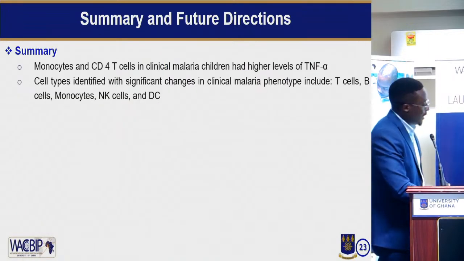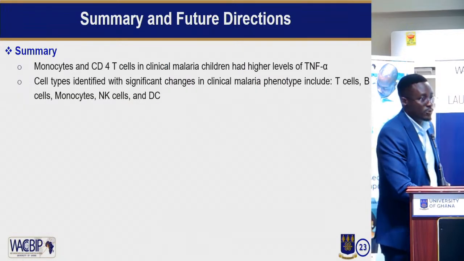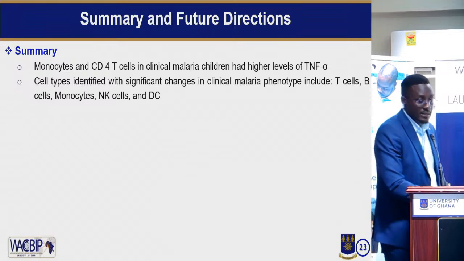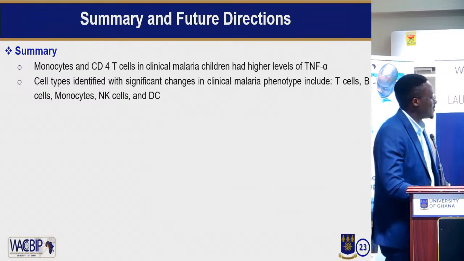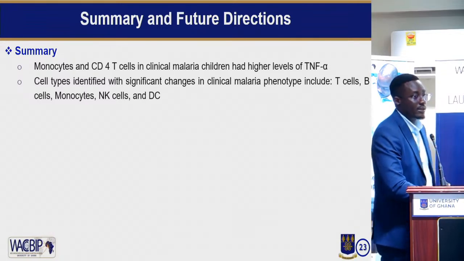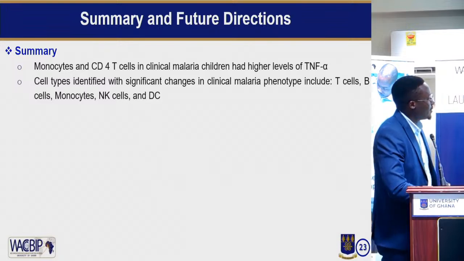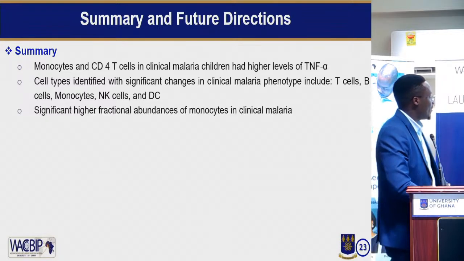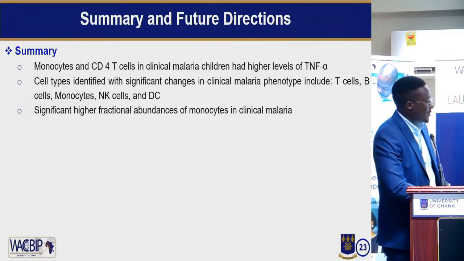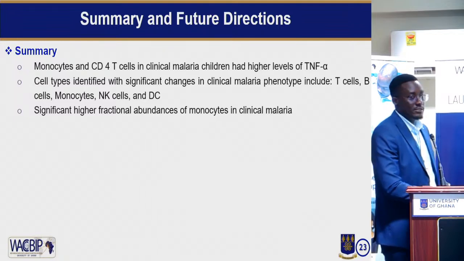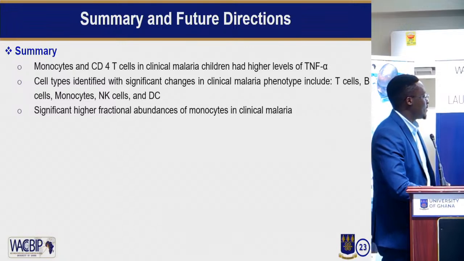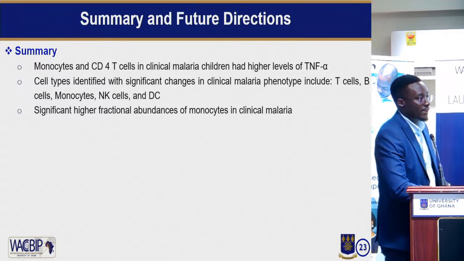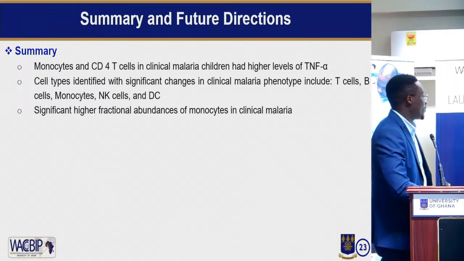So I would just like to conclude that what we've seen in this study is that monocytes and CD4 T cells play a significant role during clinical malaria infection, and they had higher levels of TNF-alpha. We identified different cell types with significant changes during the clinical malaria phenotype. This included T cells, B cells, monocytes, NK cells, and some of their minor cell populations.